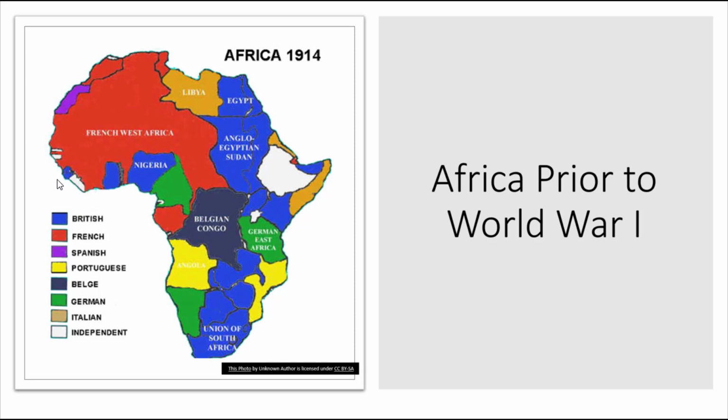I do not know which countries are here, though, either. As we can see here, obviously Italy took over some portions, but this chunk right here is not going to work. Some other things to talk about, too. We're talking about Egypt right here. We can see that's going to be blue with the British, which leads us into our next slide.